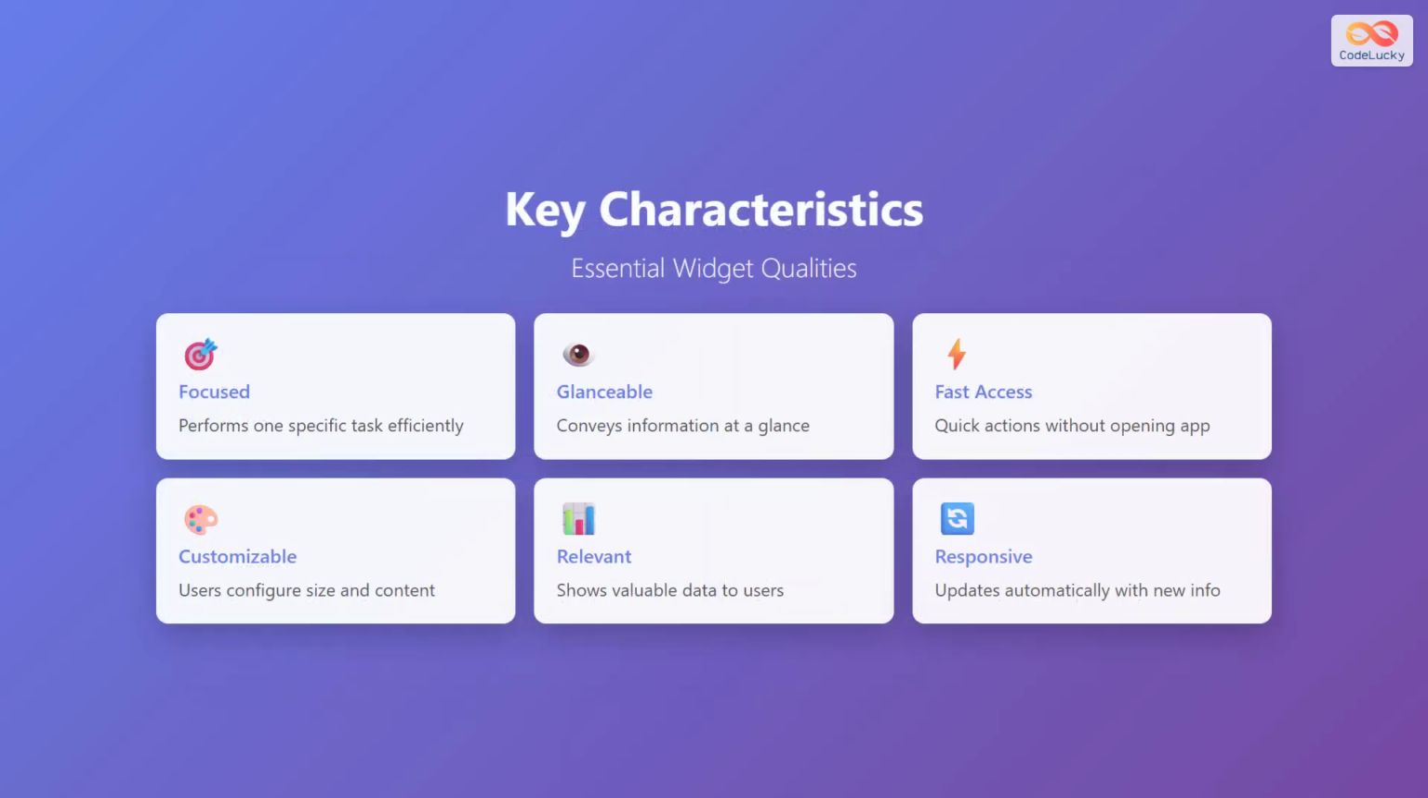Great widgets share 6 key characteristics. They are focused, performing one specific task efficiently. They are glanceable, conveying information at a glance so users understand them instantly. They provide fast access to actions without opening the full app. They are customizable, allowing users to configure size and content. They are relevant, showing valuable data users actually care about. And they are responsive, updating automatically when new information becomes available.